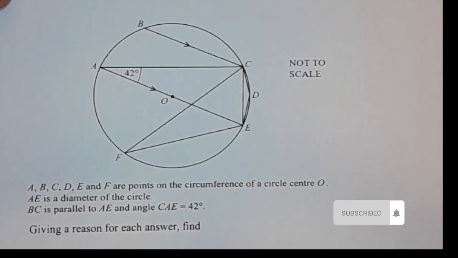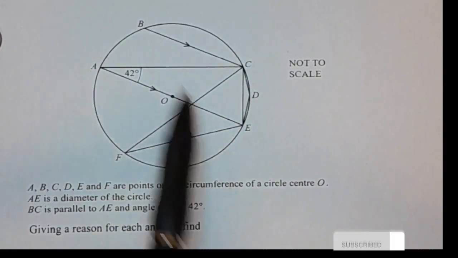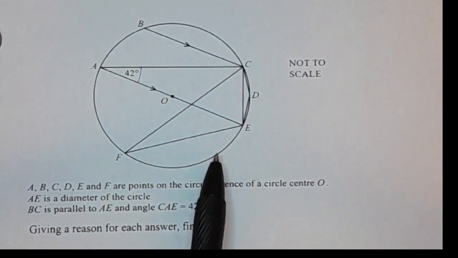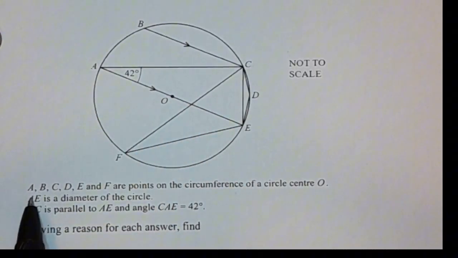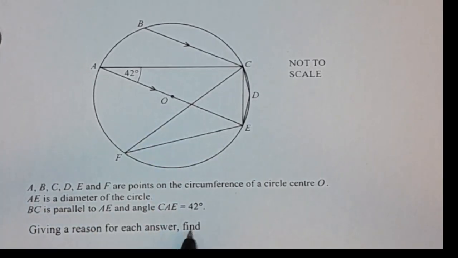This is the next question. A, B, C, D, E, and F are points on the circumference of the circle with center O. AE is the diameter of the circle. Giving a reason for each answer, find angle BCA.